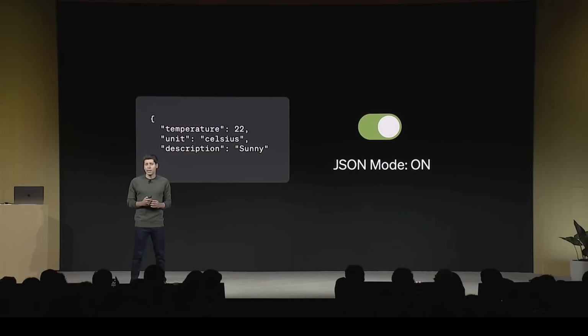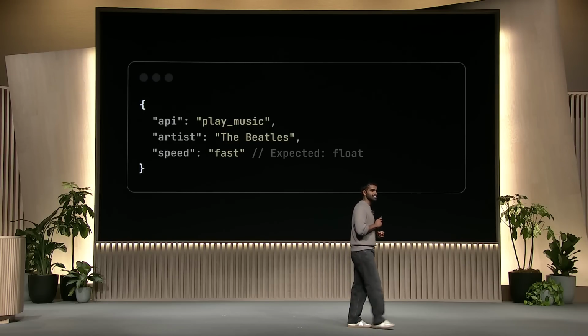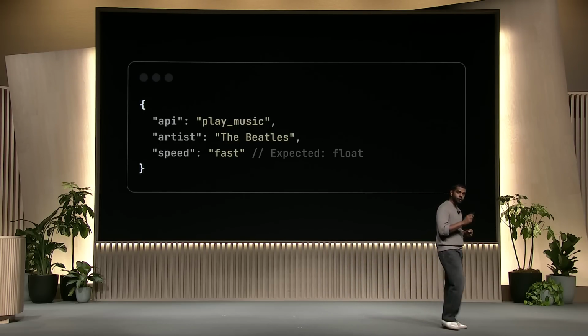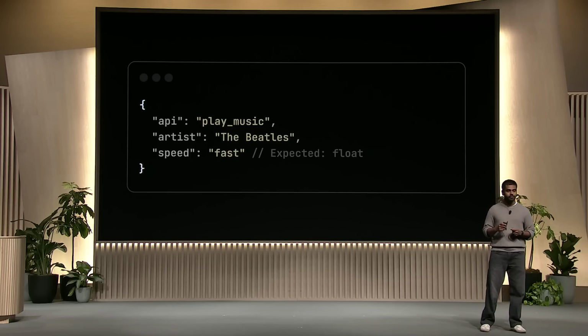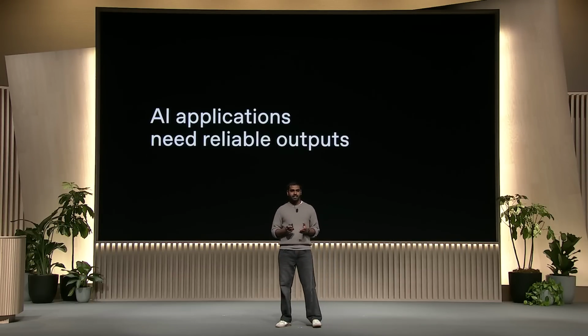So in November, at DevDay last year, we launched JSON mode. JSON mode ensures valid JSON outputs, so you never see another parsing error. But this still wasn't enough. The model could output the wrong type, like a string instead of a float, as you see here, or hallucinate a parameter entirely. This cat and mouse game to get reliable outputs can be really frustrating. Fundamentally, AI applications need reliable outputs.